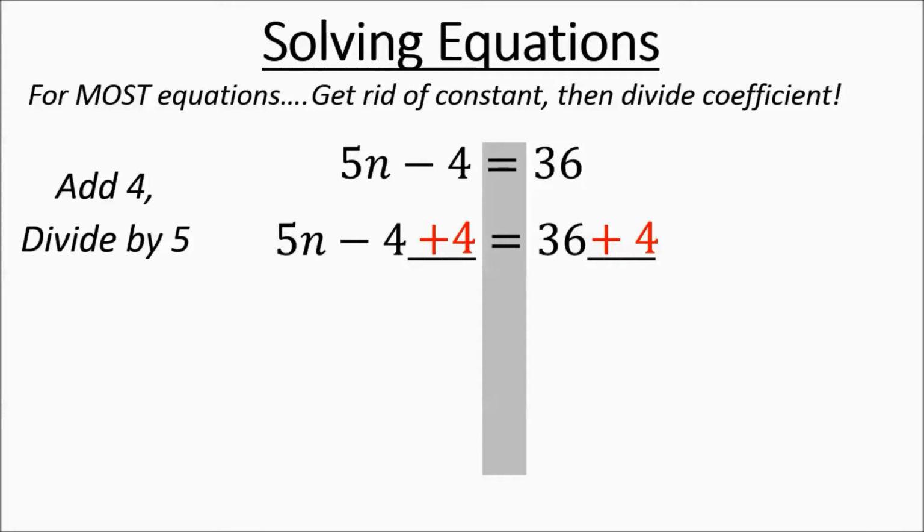And then they cancel each other out. On the left side, we're left with 5n. And we put the 36 and 4 together, we're going to get 40. Then we'll get rid of the coefficient by dividing it out, and we'll have n equaling 8.